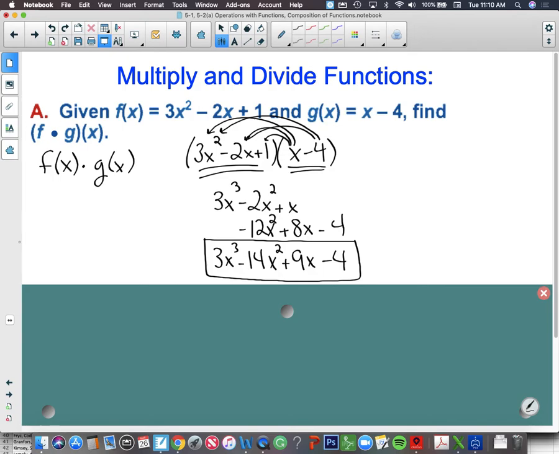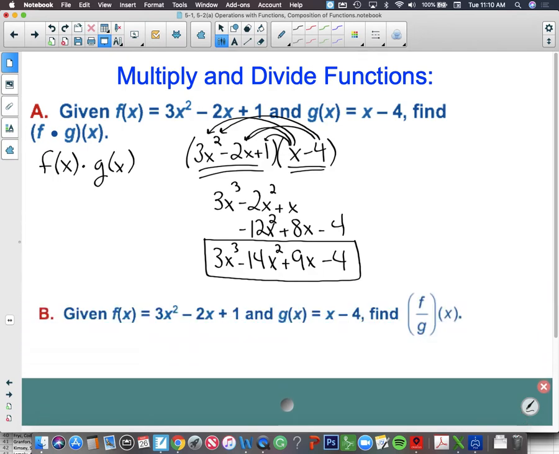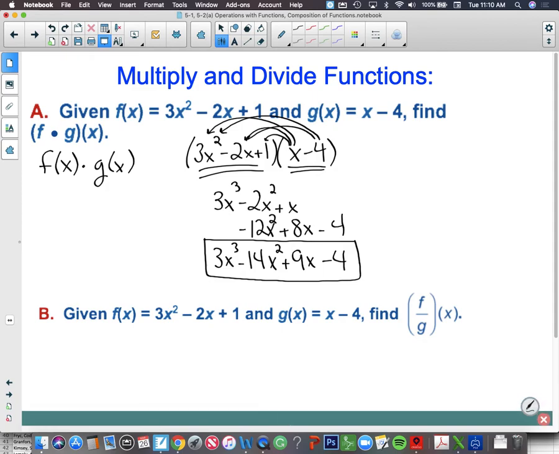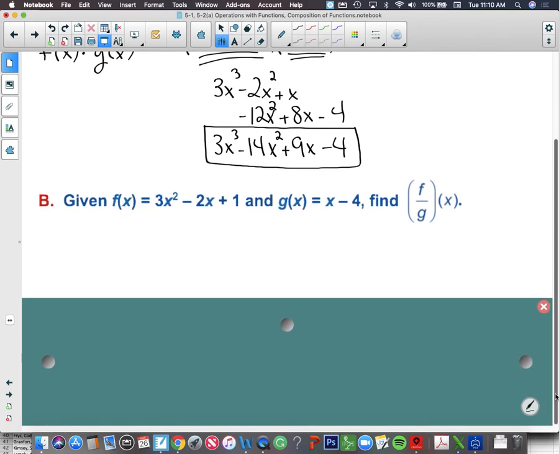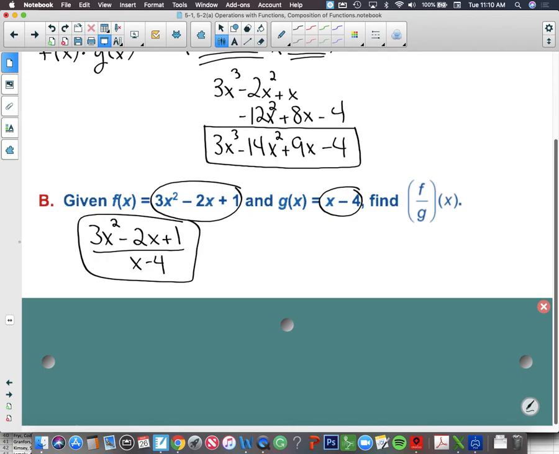Okay, so hopefully that made sense. It's not too bad. We've done plenty of multiplication before. All right, so we're going to use those same exact functions and we're going to divide. We're not actually going to take the time to do long division or synthetic division. It's even easier than that. If we're doing f of x divided by g of x, we're just going to write out one over the other: 3x squared minus 2x plus 1 divided by x minus 4. That is it. That's all you're going to need to do for division.